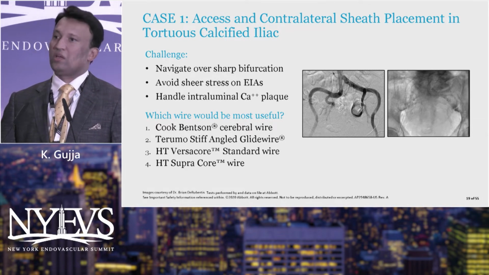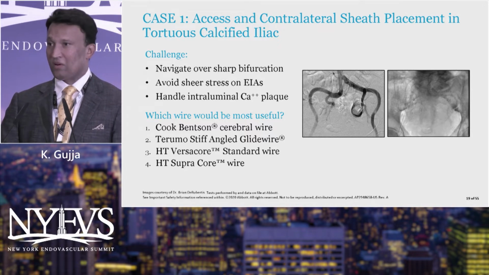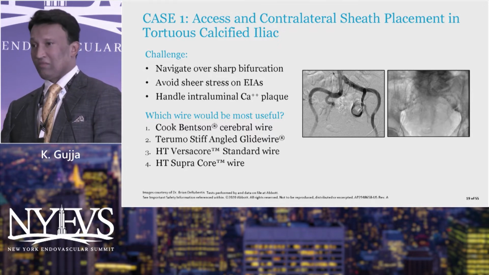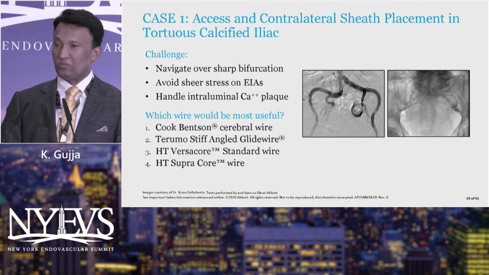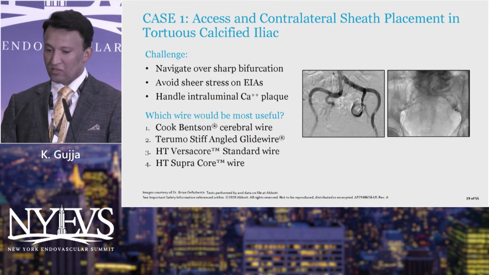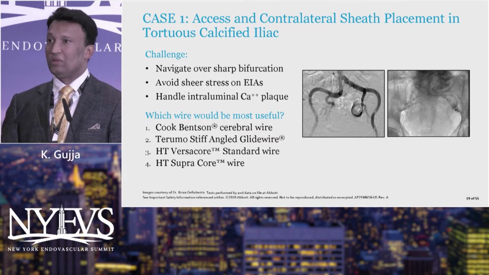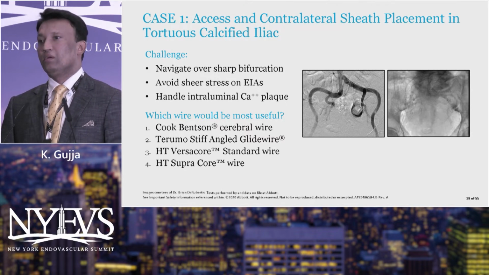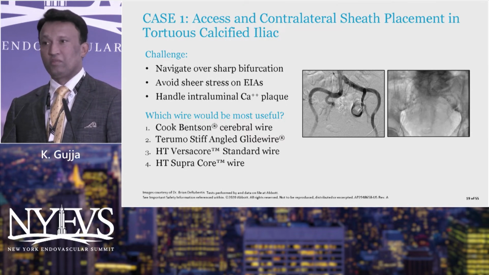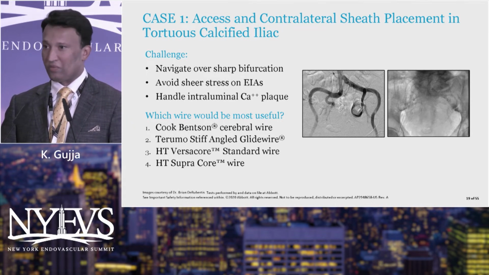Because of this tortuosity, you have to understand, crossing is one part. Once you cross it, getting the equipment across is going to be another part. So you might have to cross it with a much more hydrophilic wire. If that doesn't cross, then use a softer one. You can go with a stiff Glide wire or a soft Aeromo or Versacore wire, cross it. And once the catheter goes down, you have to put a Supracore wire, a much stiffer wire, or Amplatz Super Stiff, whatever you do.